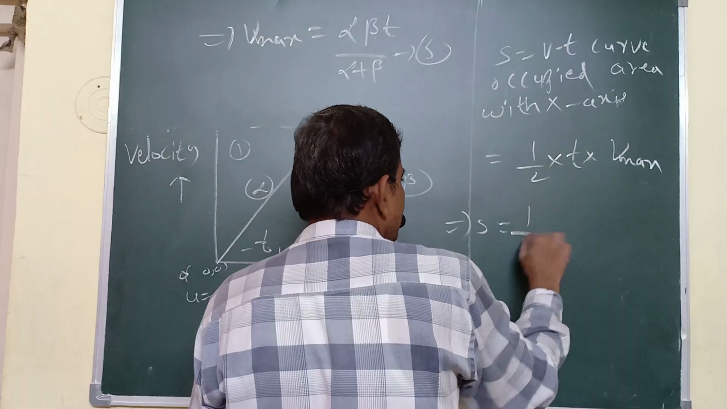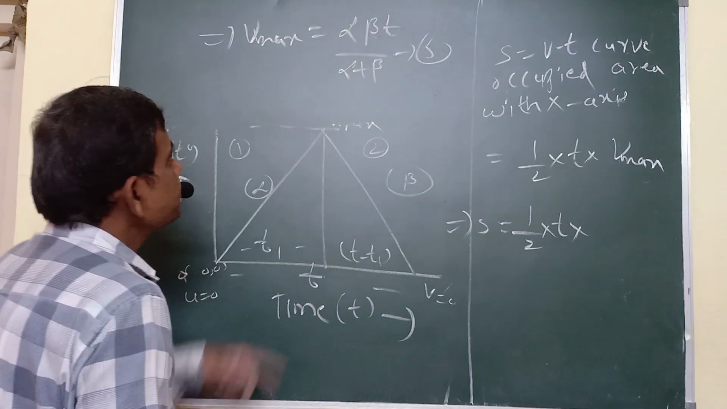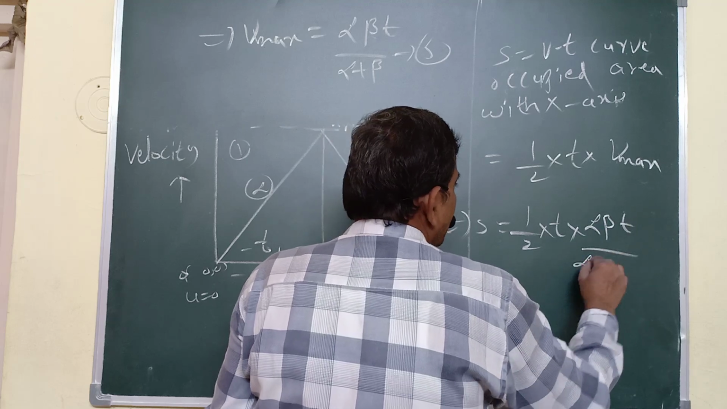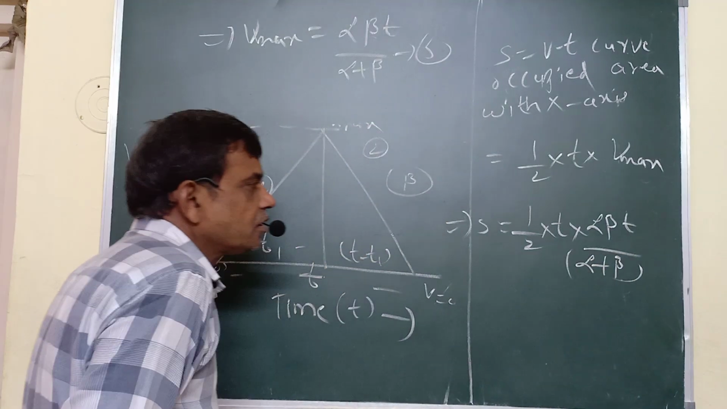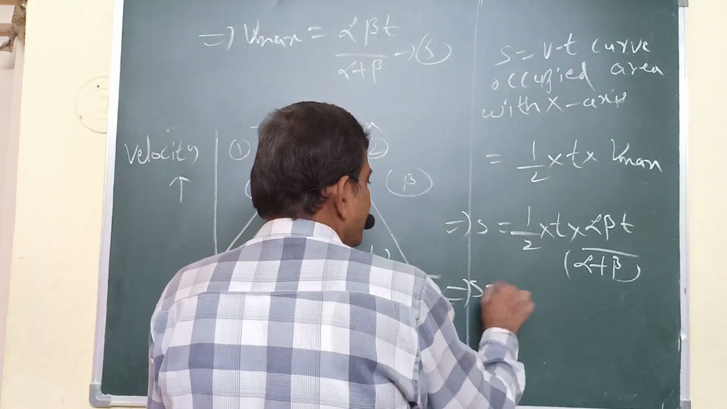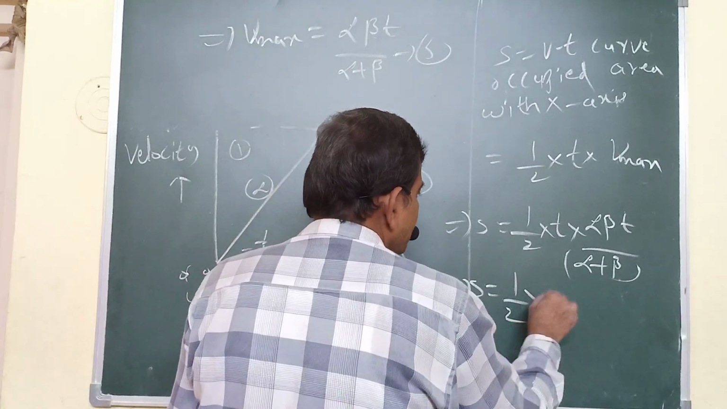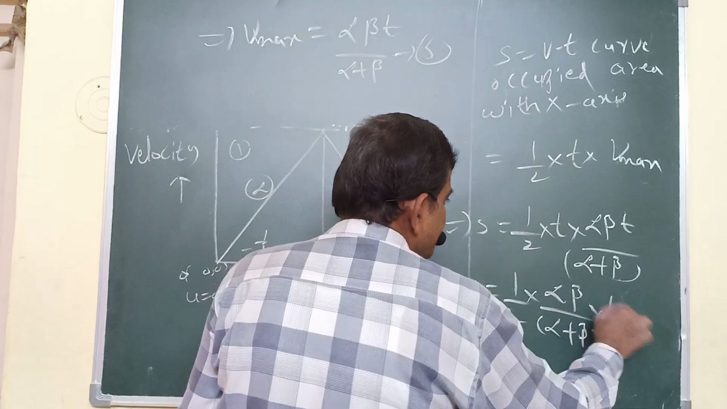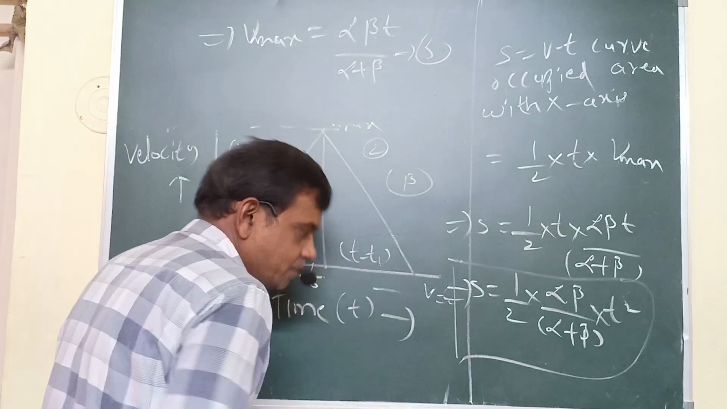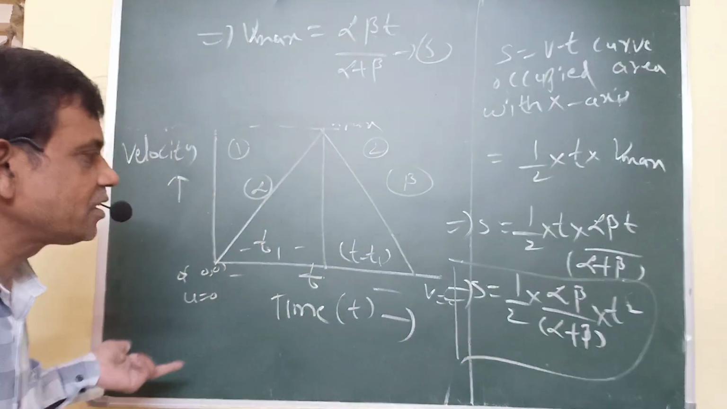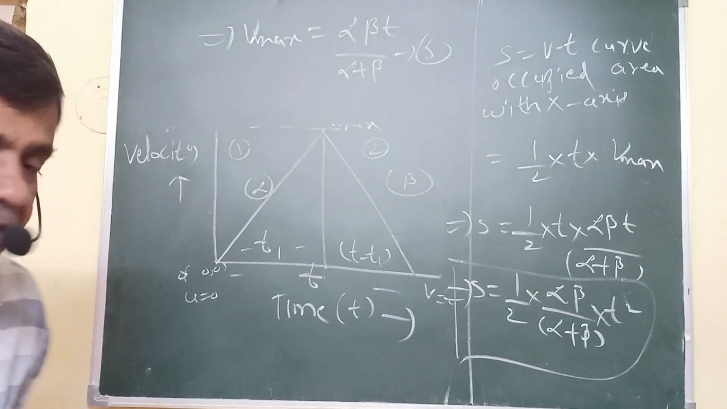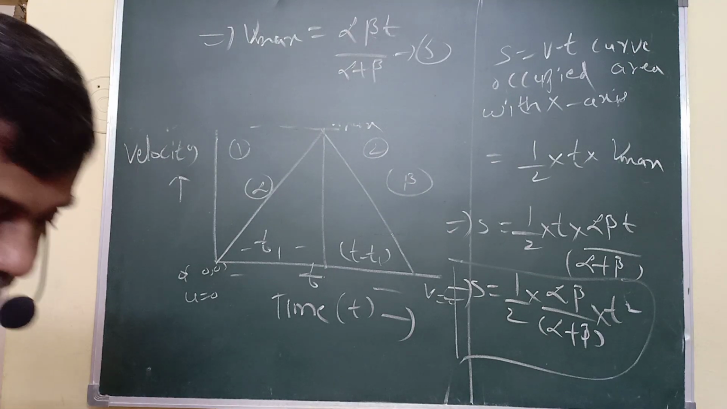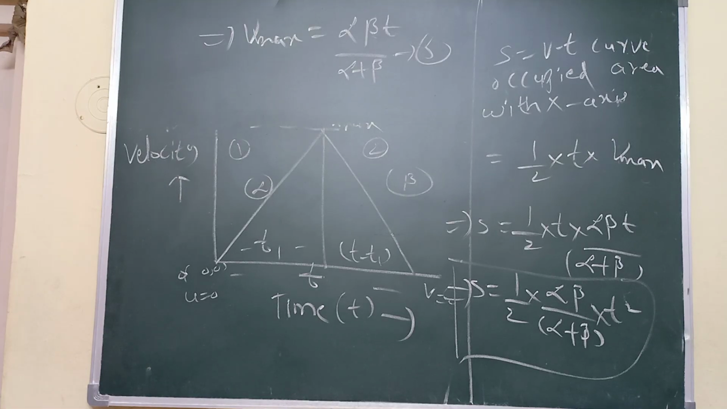So S equals half into t into V maximum, which is alpha beta into t by alpha plus beta. This implies S equals half into alpha beta by alpha plus beta into t square. So that is the displacement. Otherwise, you multiply the numerator and write one fraction. So in this way we are finding maximum velocity and displacement in the given case.